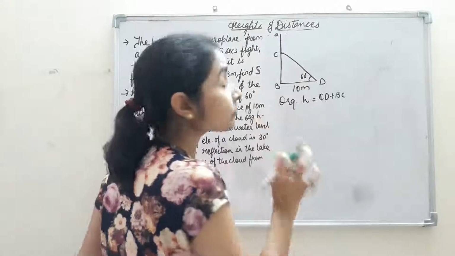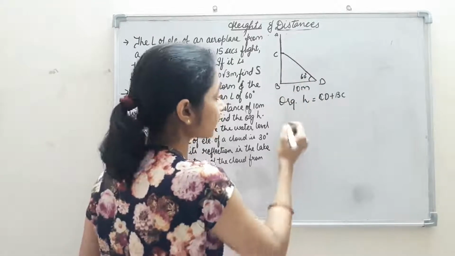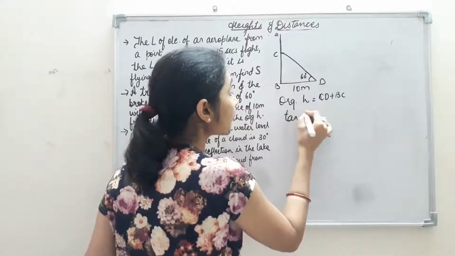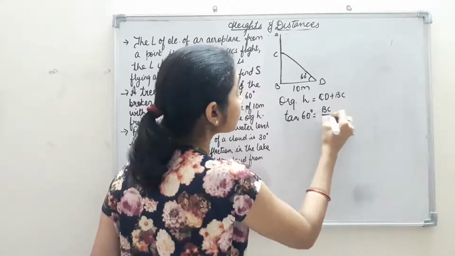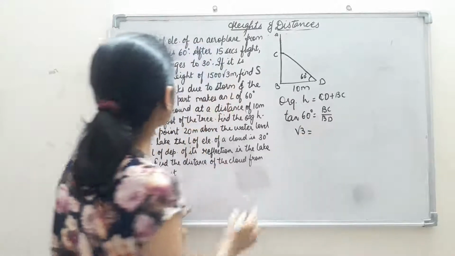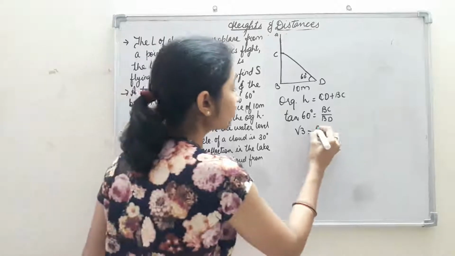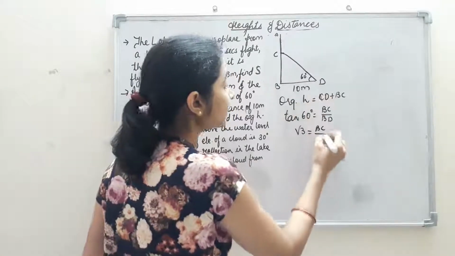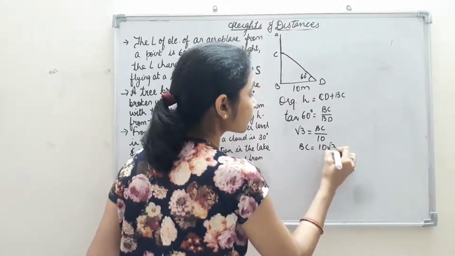So in that, what are we supposed to take? Perpendicular and base. So again tan theta. Theta is 60 degrees here. So tan 60 degrees is equal to BC upon BD. Tan 60 degrees is equal to root 3, and here BC we don't know, and BD is equal to 10. So BC is equal to 10 root 3.